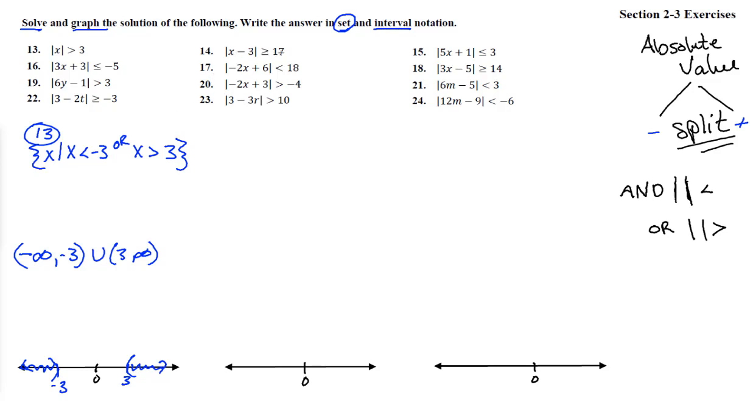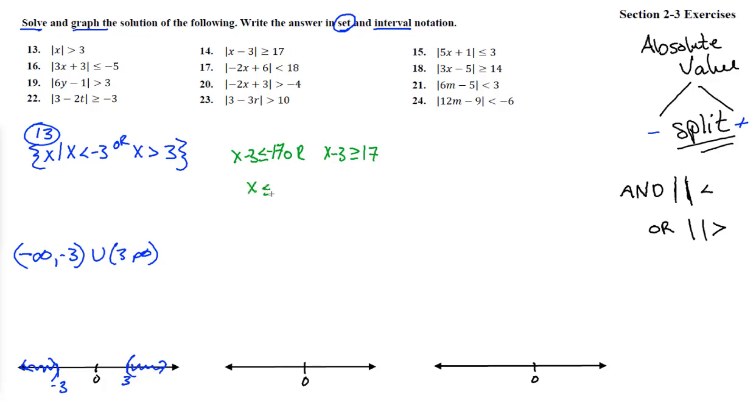Number 14. The absolute value of x minus 3 is greater than or equal to 17. So this is going to split into what looks normal, x minus 3 greater than or equal to 17, or x minus 3 is less than or equal to negative 17. Remember, when we split the negative one, we flip the sign, so it's less than or equal to.